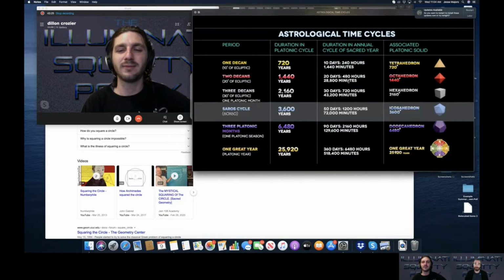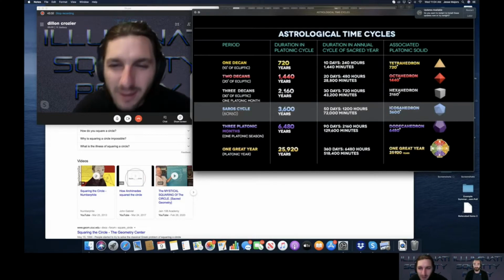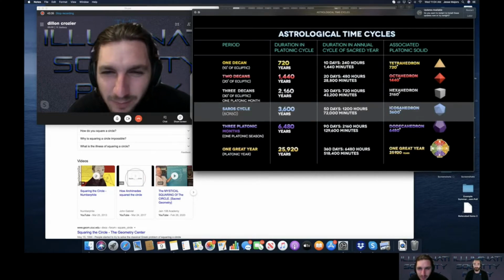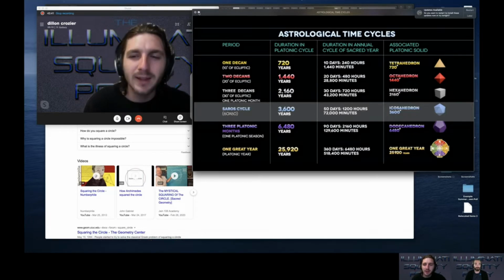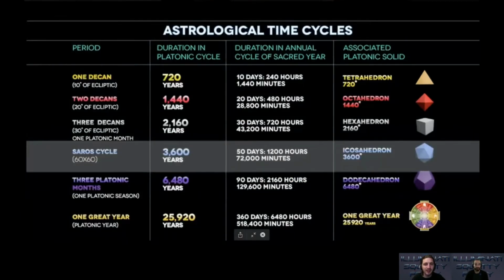This is that image that you and I got stuck on last time, trying to understand what decans were. So this kind of lays it out if the folks want to see this or screenshot it. Make that bigger. There you go. Look at that. One decan, 10 days. Duration in the Platonic cycle, the great year. Duration in the annual cycle of the sacred year. Okay, that's how they're connected.